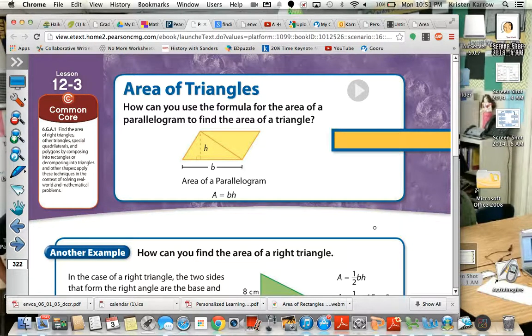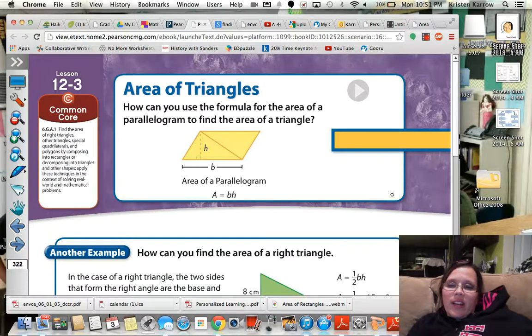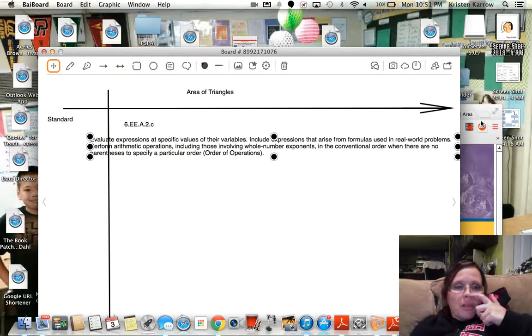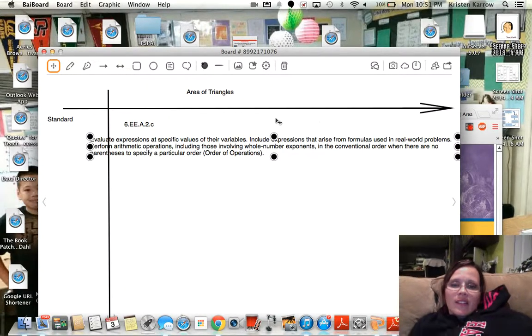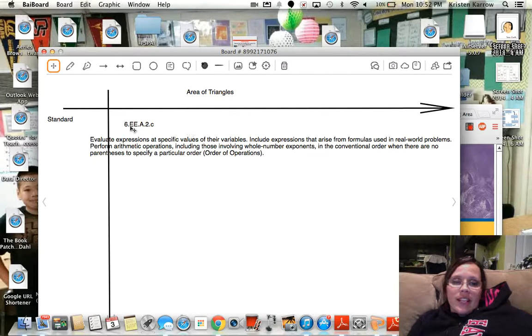Good afternoon, warriors. Today's lesson is going to be on area of triangles. And we're going to start by setting up your 2-column notes. You need to start with 2 columns, the title being area of triangles. And your standard is going to be the same as area of rectangles.